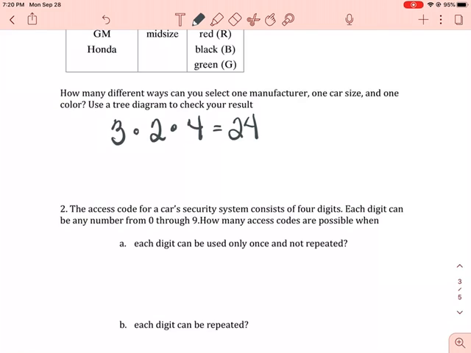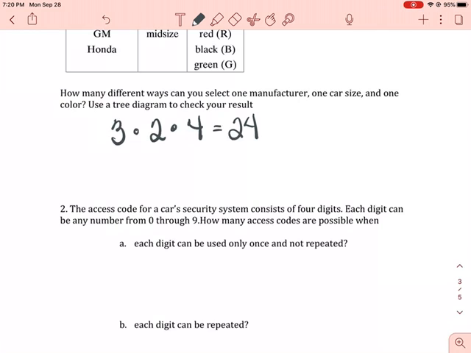Okay, so the access code for a car security system contains 4 digits. Each digit can be any number from 0 to 9. How many different access codes are possible? Now think about this, people. 0 to 9 is 10 numbers. There are 10 digits: 0, 1, 2, 3, 4, and so on. Not 9. So it's not about the numbers themselves, it's how many of them there are.